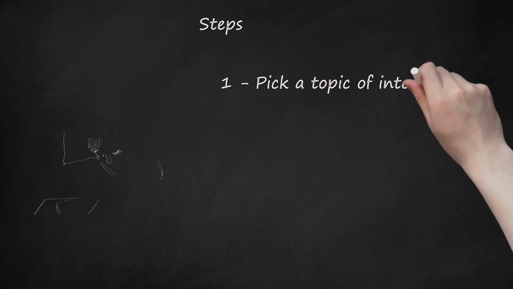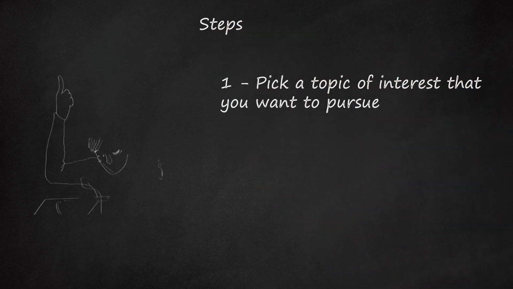Steps. 1. Pick a topic of interest that you want to pursue. Whether that be current events in Europe or effective fishing techniques, try to find something that truly intrigues you. You can't start a successful blog without first being fascinated by what you're blogging about.